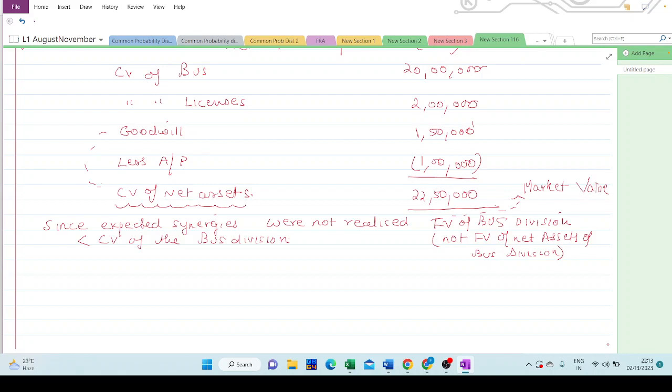Okay, so since expected synergies were not realized due to the pandemic, the fair market value of the bus division went below the carrying value of the bus division, and in such a situation we'll recognize a goodwill impairment.